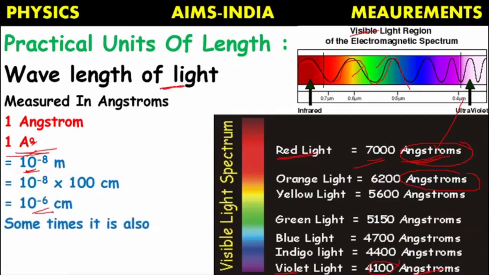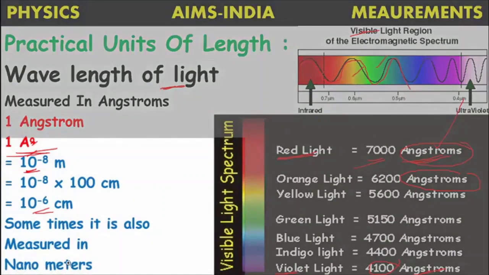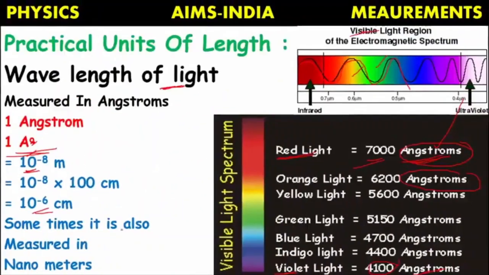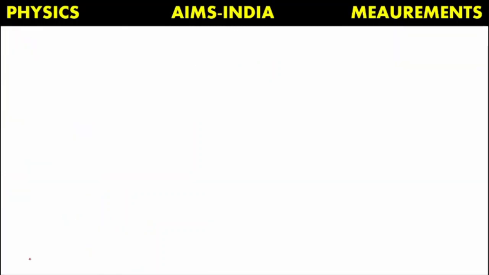Not only in angstroms, sometimes the wavelength is also measured in nanometers, or sometimes in micrometers. Nanometer, symbol nm, means 10 power minus 9 meters. Nano stands for 10 power minus 9. So that is the second practical unit, angstrom.